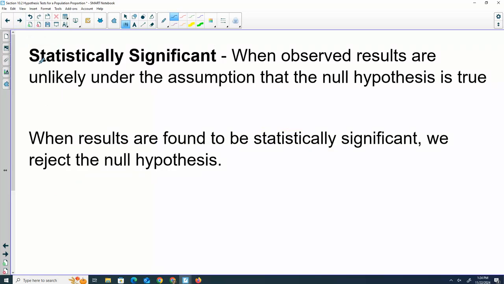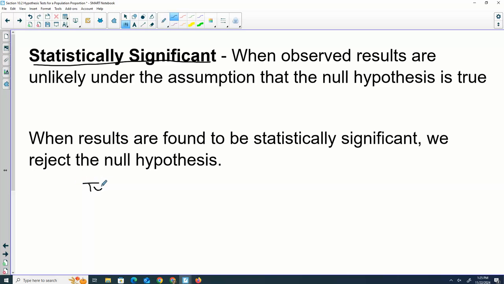When we go through this, we're looking to see if something is statistically significant, which just means the observed result is unlikely if the null hypothesis is true. So essentially what we're doing is finding the probability that something happened if the null hypothesis was true. And if that probability is small enough, that would lead us to believe the null hypothesis is false. When we find it to be statistically significant, we will reject the null hypothesis.